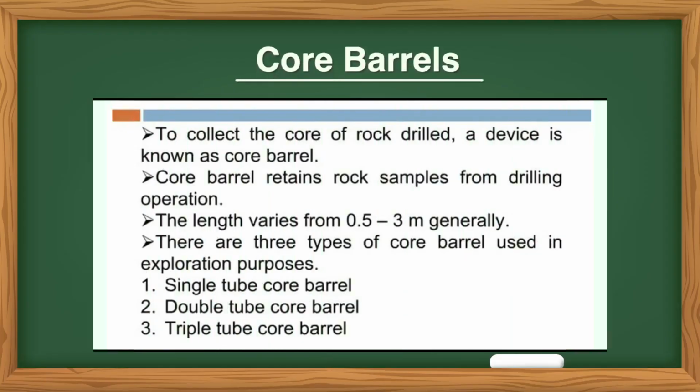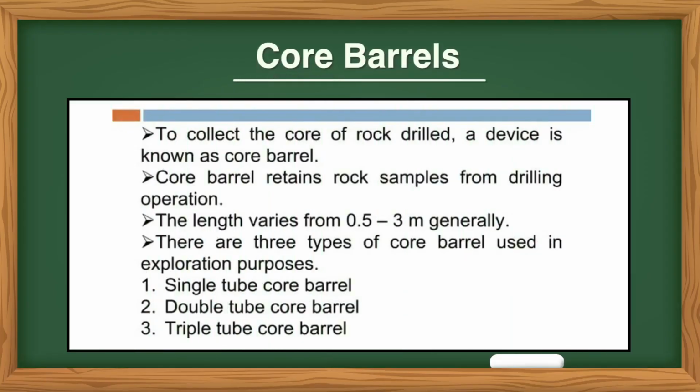Next is core barrel. To collect the core of rock drilled, a device known as a core barrel is used. A core barrel retains the rock sample during the drilling operation. The length varies from 0.5 to 3 meters generally. There are three types of core barrel used for exploration purposes. First is the single tube core barrel, second is the double tube core barrel and third is the triple tube core barrel.